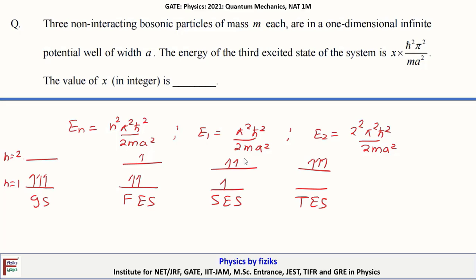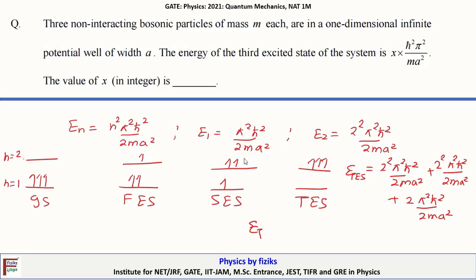So the energy E3 for the third excited state would be 2²π²ħ²/2ma² plus 2²π²ħ²/2ma² plus 2²π²ħ²/2ma². So the energy for the third excited state would be 6π²ħ²/ma². That means the value of x is 6 in this case.